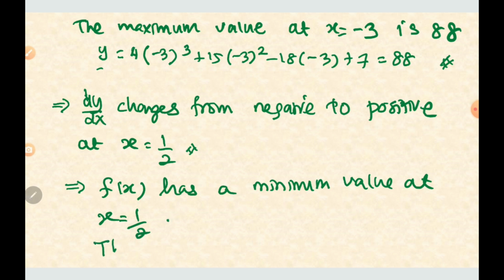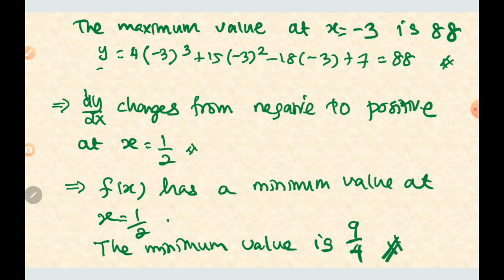So what is the minimum value? The minimum value is, you have to substitute 1/2 into y, and the answer is equal to 9/4. So this is the conclusion. The minimum value is 9/4 and the maximum value is 88.